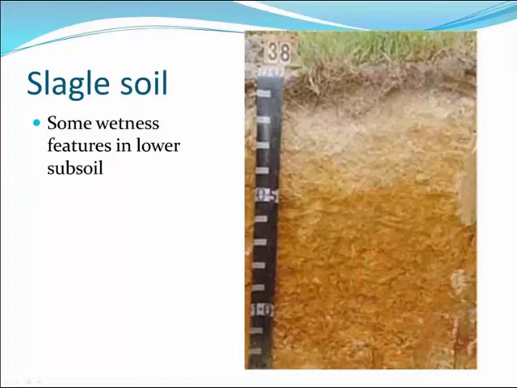This is the Slagle series. This picture is not very good quality, but I think you can see a color pattern in the lower subsoil, and that indicates restricted drainage. So the Slagle series is one that is a deep soil, but it does have restricted drainage, and therefore it's moderately well drained. It has some wetness features in the lower part.